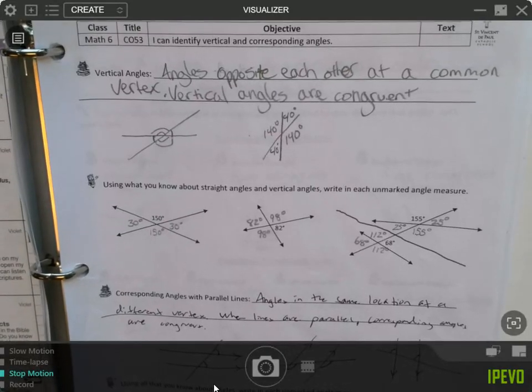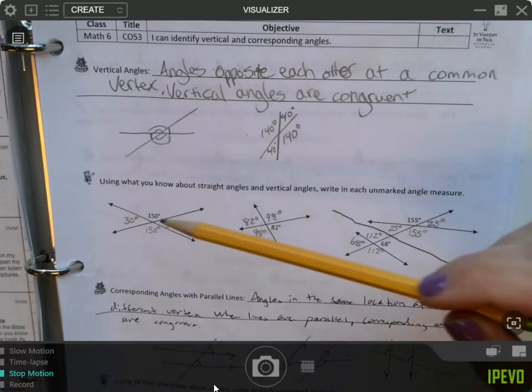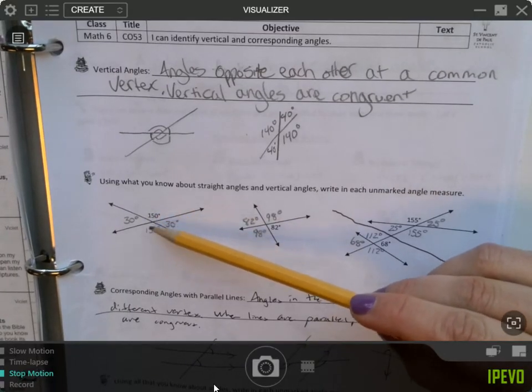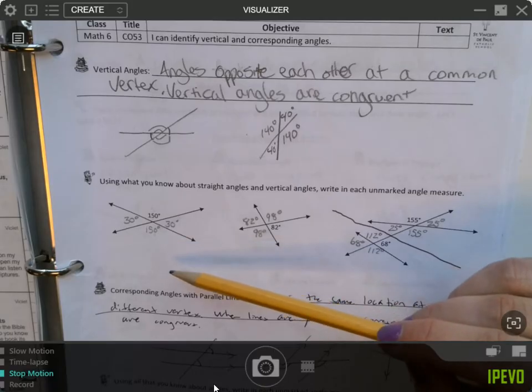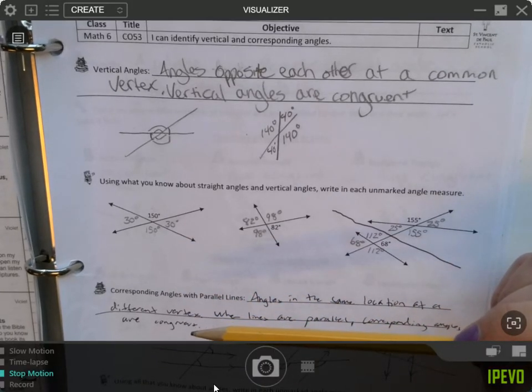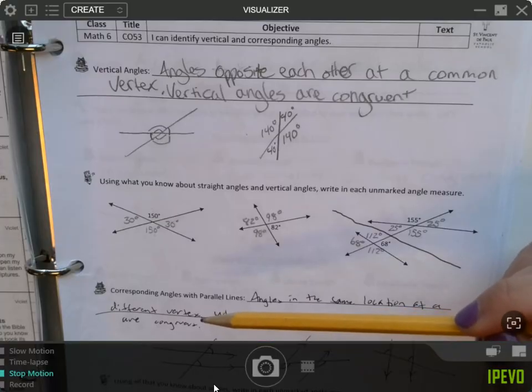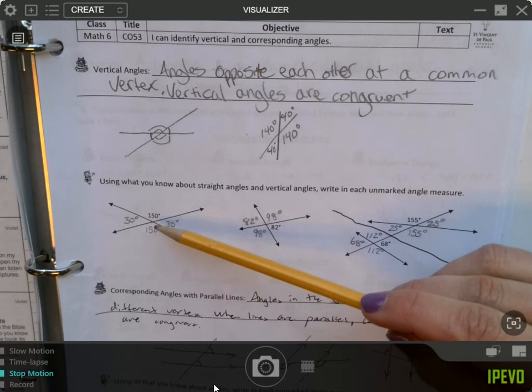Good morning. Today we are correcting CO53, working with vertical angles and corresponding angles. For our vertical angles, remember, if they are opposite of each other and they share the same vertex, they are congruent, which means what if they are congruent? Lila? Same measure. Right? So congruent means they are the same measurement.